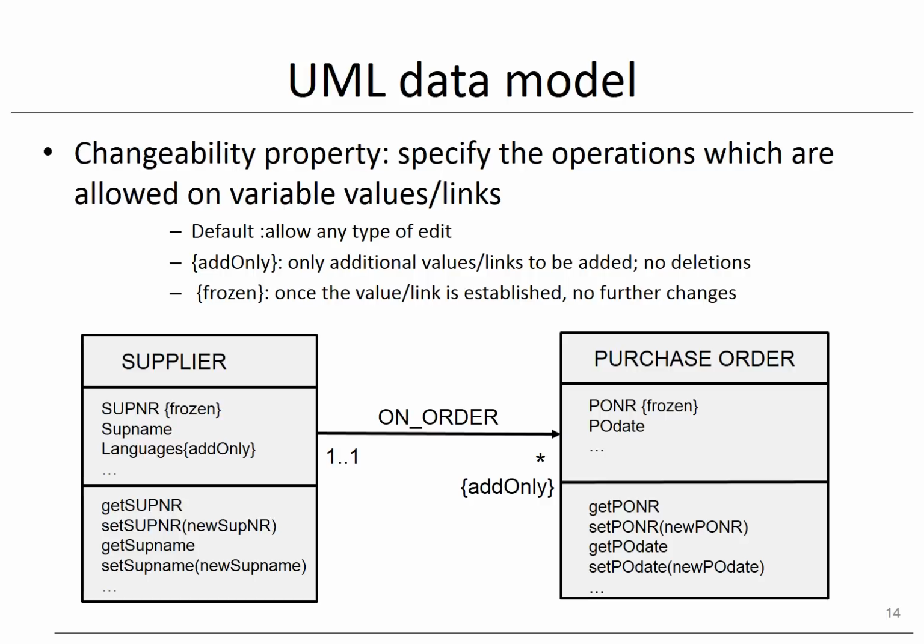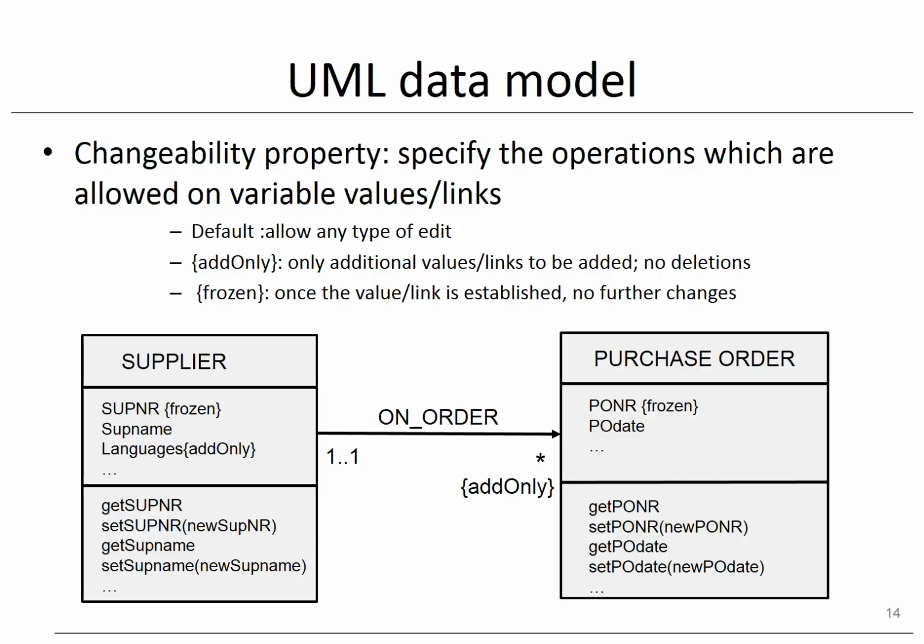UML offers various advanced modeling concepts which allow us to further add semantics to our data model. The changeability property specifies the type of operations which are allowed on either variable values or links. Three common choices are default, which allows any type of edit; add only, which only allows additional values or links to be added, so no deletions; and frozen, which allows no further changes once the value or link is established. You can see this illustrated here.